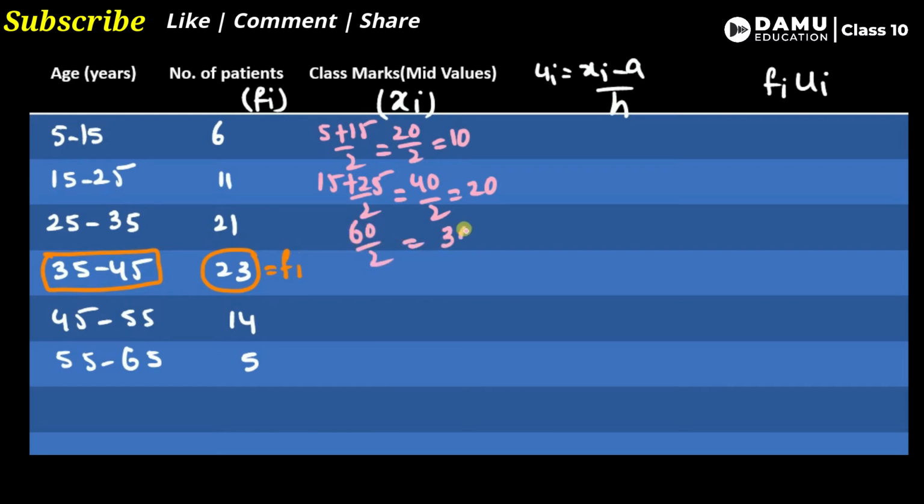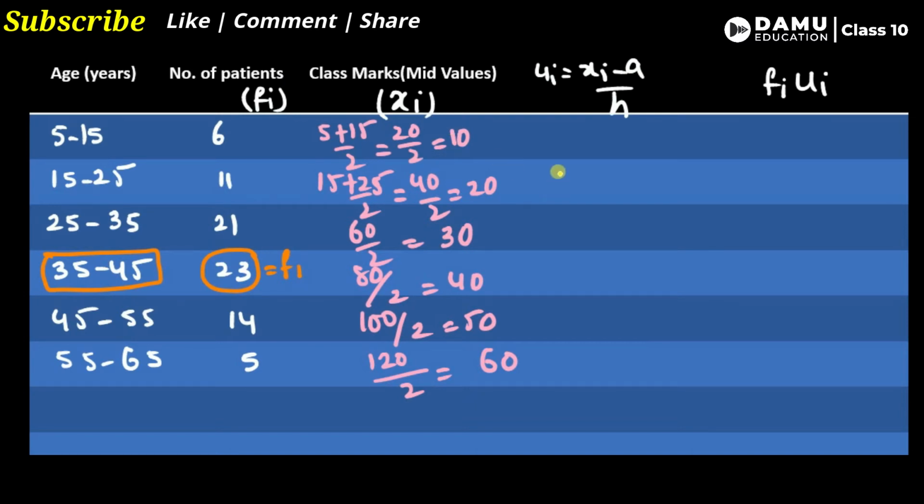What value? 30. Then 35 plus 45 is 80, 80 by 2 will get 40. Then 45 plus 55, 100 by 2 we will get 50. Then 55 plus 65, 120 by 2 we will get 60. So these are the values which we need to calculate.